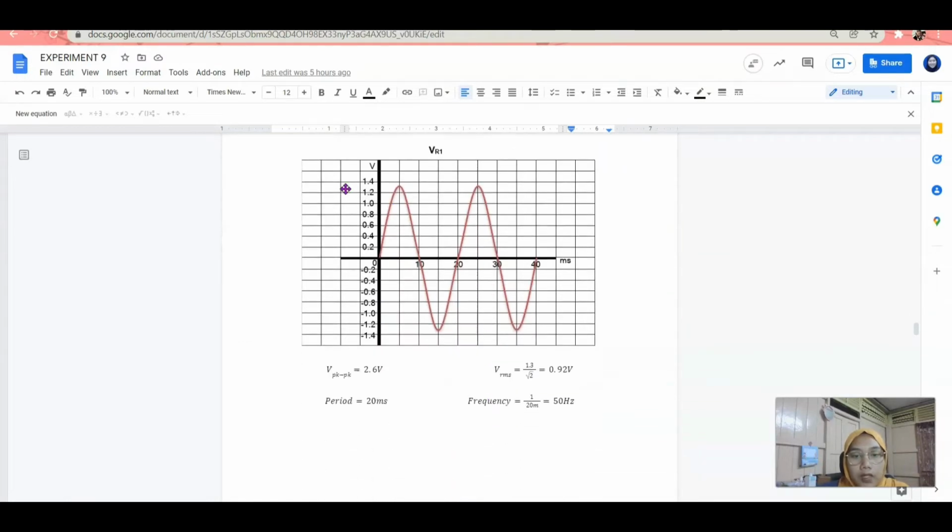The next graph is for resistor 1. The peak to peak value is 2.6 volt and the VRMS is 0.92 volt. The period is 20 millisecond and the frequency is 50 Hz.